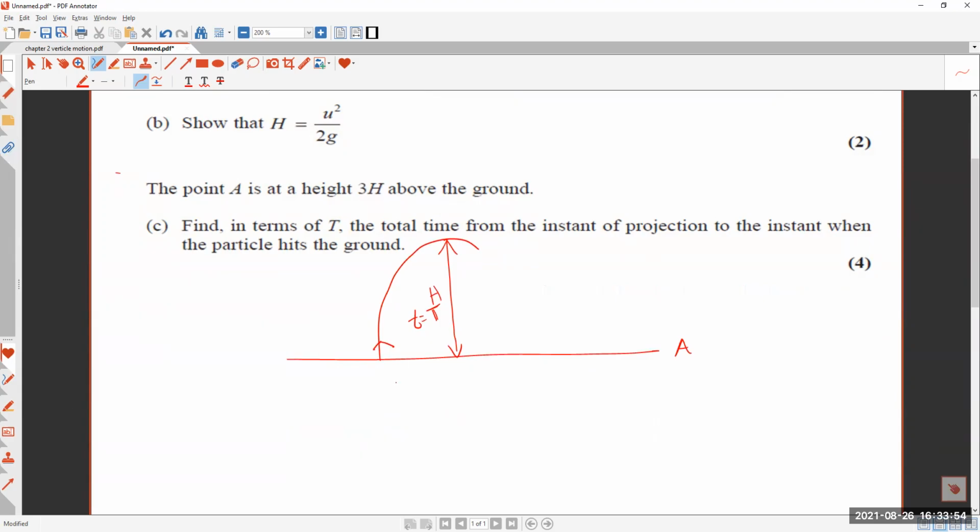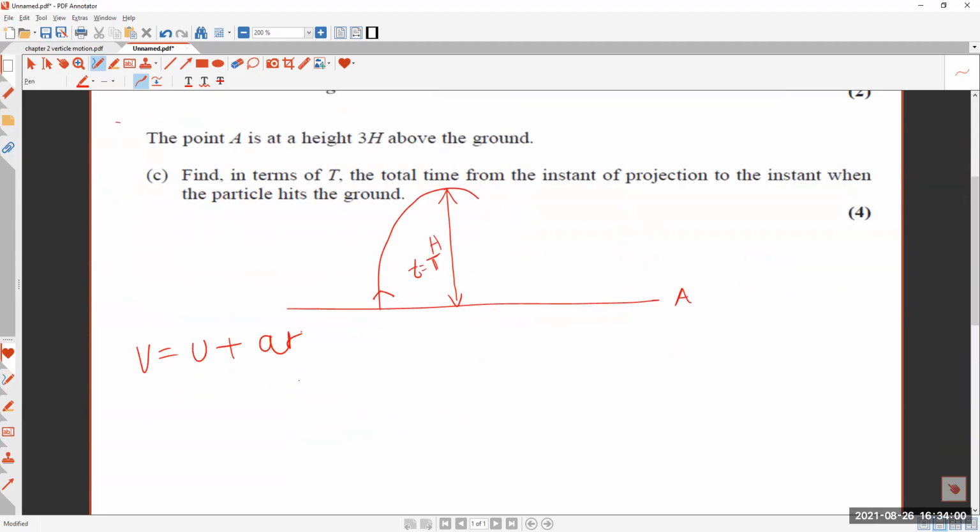Okay, so here the only formula is v is equal to u plus at. This is the only one. What is the final velocity at the maximum point? 0. Initial velocity u. Here I will not write minus g, because it is going upward initially. Going upward, what is the value of g, the acceleration? Minus g, right? Okay, so 0 is equal to u minus gt.